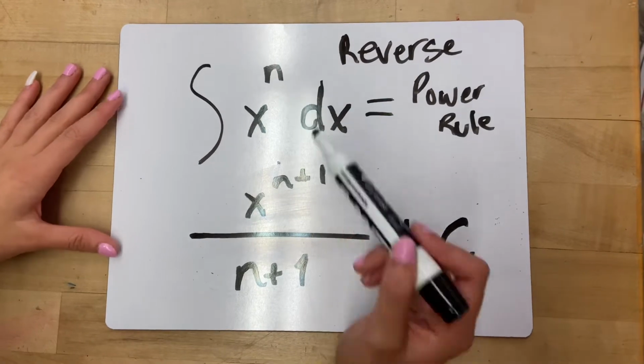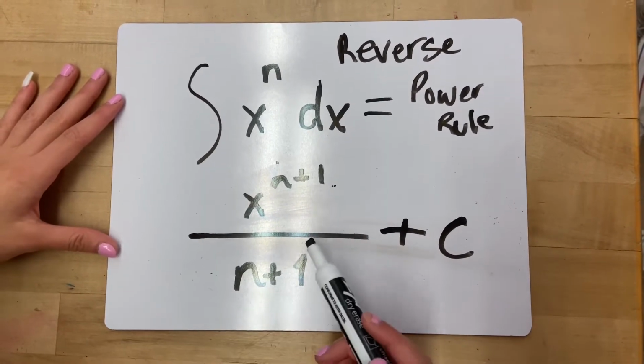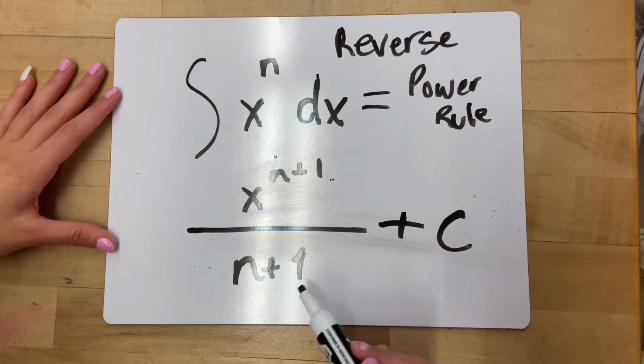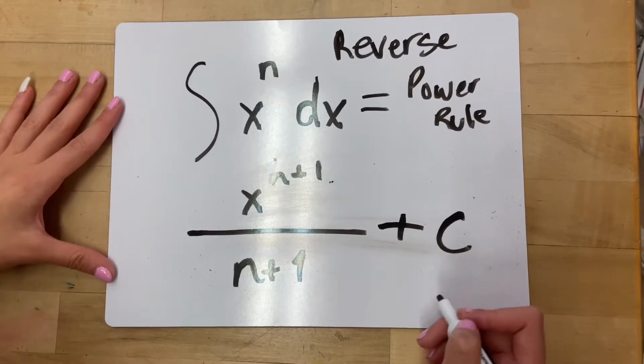All you have to do is add 1 to the power and then divide by that new power that we got. And at the end, you have to plus C.